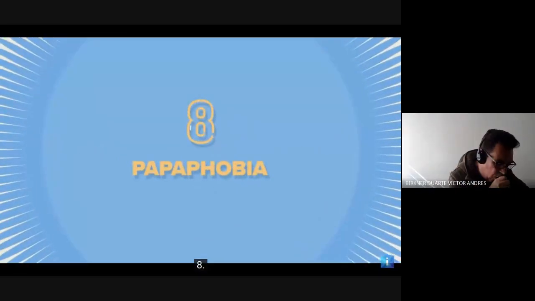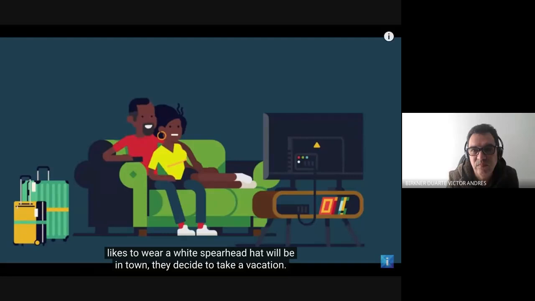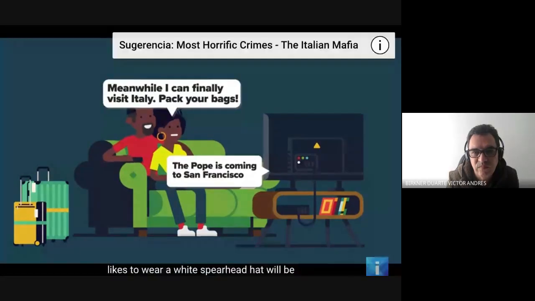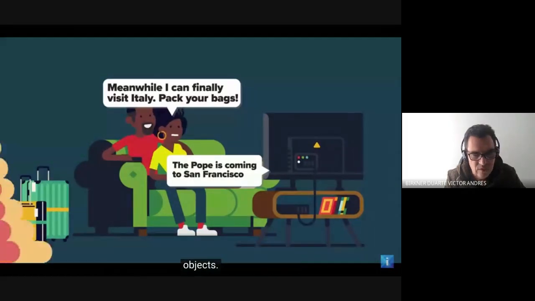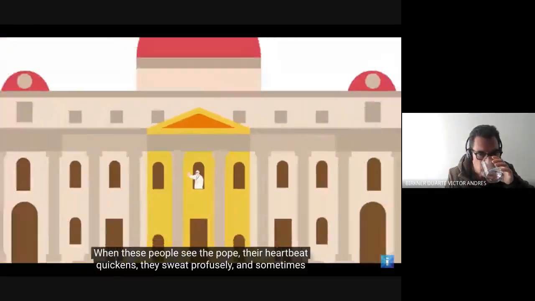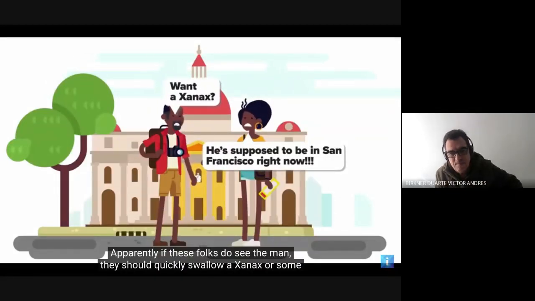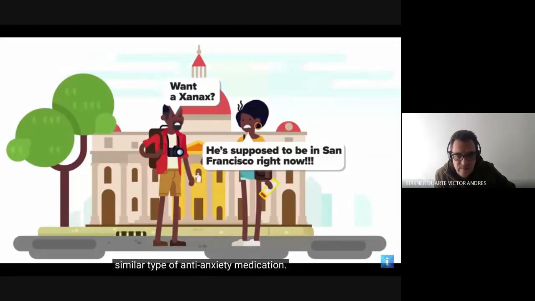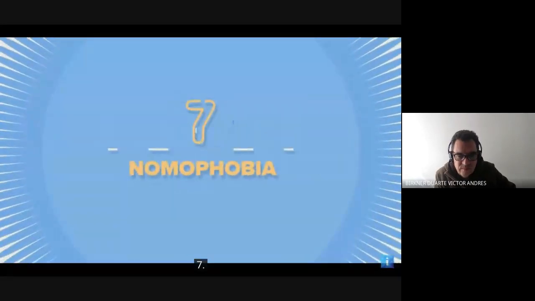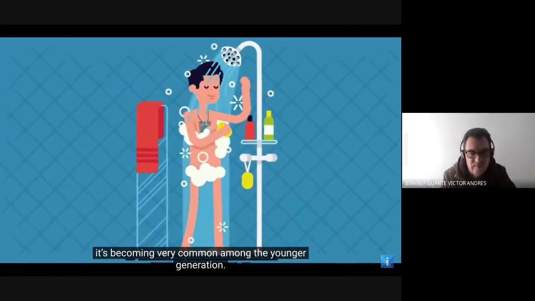Number 8, papaphobia. When some people find out that the guy who loves to wear a white hat will be in town, they decide to take a vacation. The guy is the Pope, and papaphobia is a fear of him. It's thought this fear is related to other fears concerning being terrified of religious objects. When these people see the Pope, their heartbeat quickens, they sweat profusely, and sometimes feel nauseous. Apparently, if these folks do see the man, they should quickly swallow a Xanax or some similar type of anti-anxiety medication.